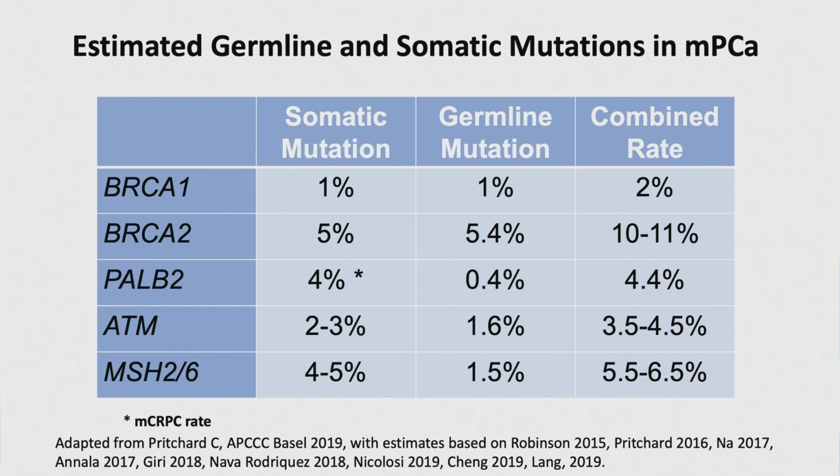80% concordance is not 100%. So what we need to do for patients is to ensure that we have all of the options laid out on the table. If we look at BRCA2 mutations, about half of them are identified in somatic testing. About half of them are identified in germline testing. If we look at MSH2 and 6, I just want to call our attention to that.